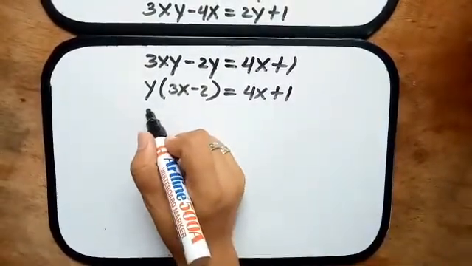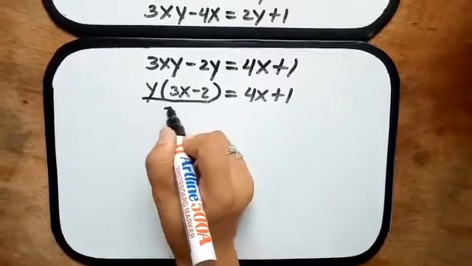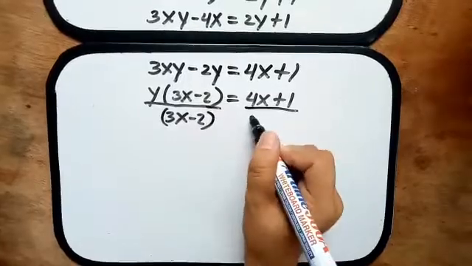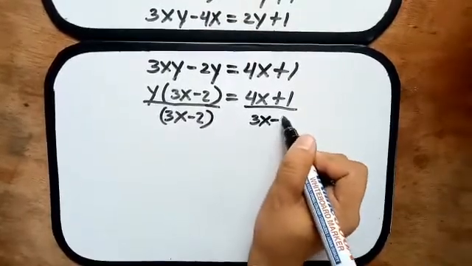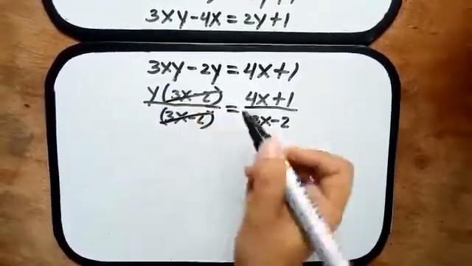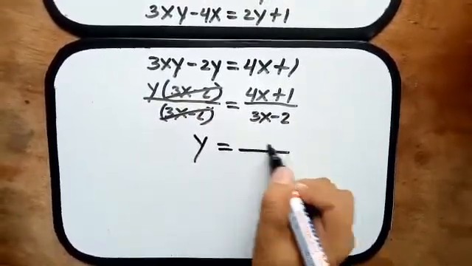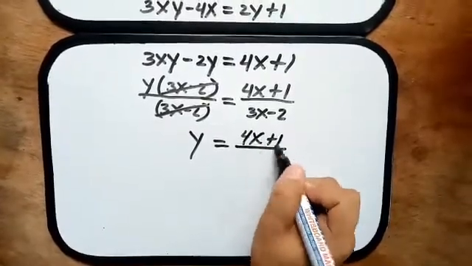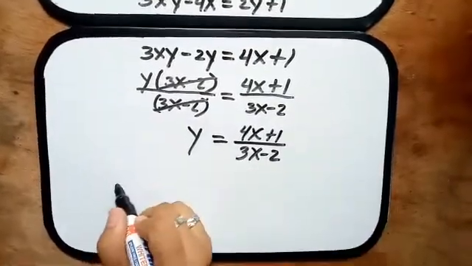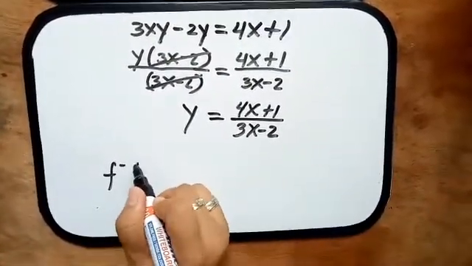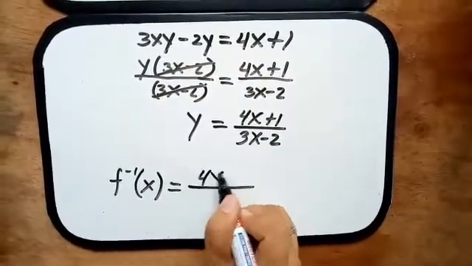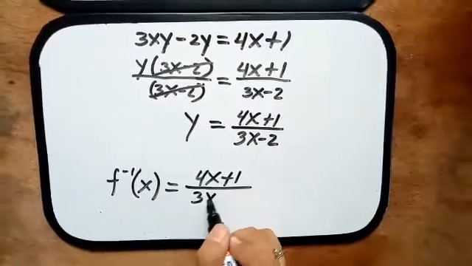Then, we can divide both sides by 3x minus 2 to find for y. So, cancel. y is equal to 4x plus 1 all over 3x minus 2. Therefore, the inverse of the given function is 4x plus 1 over 3x minus 2.